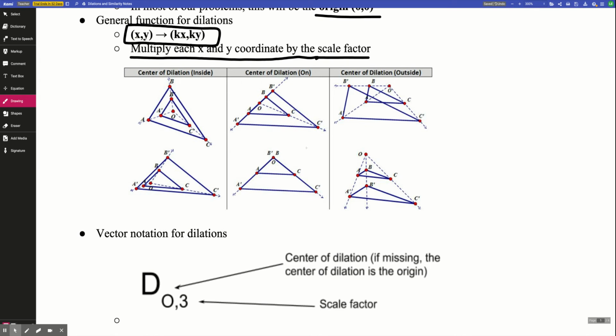Below that, you're going to see a couple of images of what dilations might look like depending on where the center of dilation is.